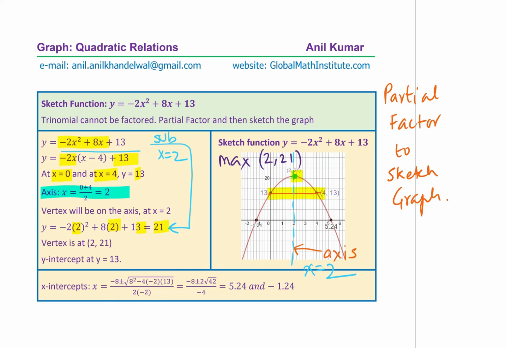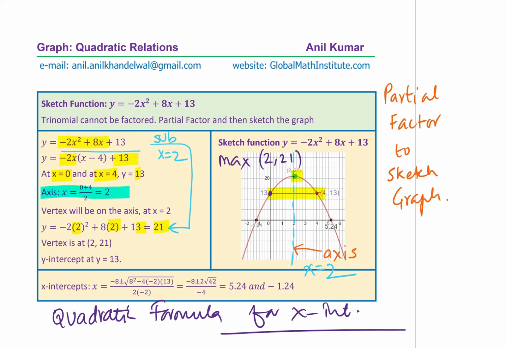So you have the vertex, you also have two other points. It's very easy to find the y-intercept, which is one of our points of interest. Correct. To find the x-intercepts, what are you doing? Again, use the quadratic formula for x-intercept. Is that clear to you? So if you cannot factor, in that case, partial factoring is a very effective way of sketching the graph. And that is where I want to end in this lesson.